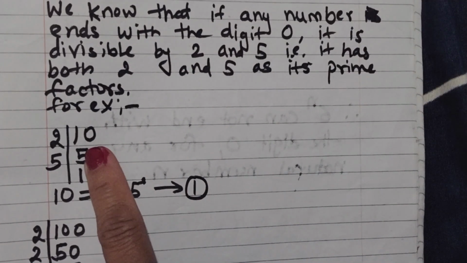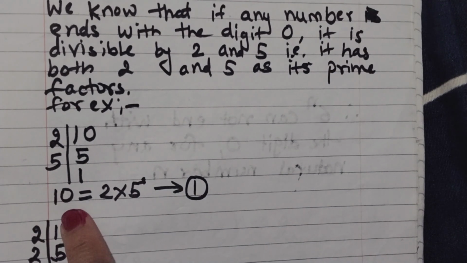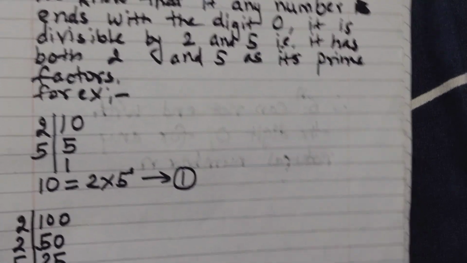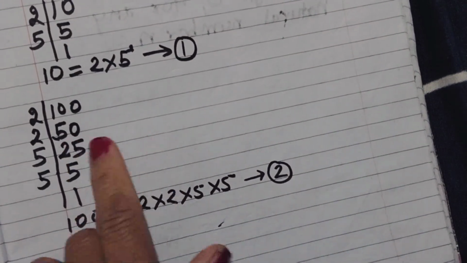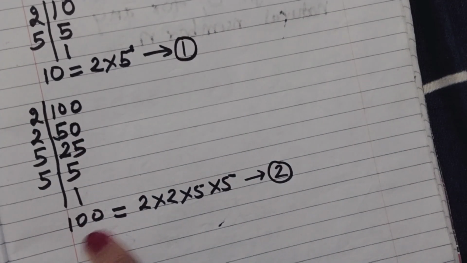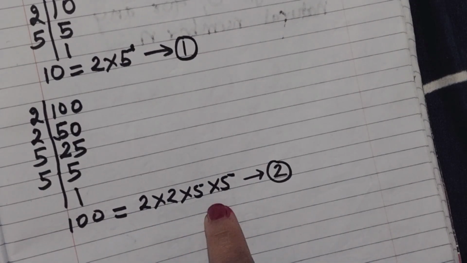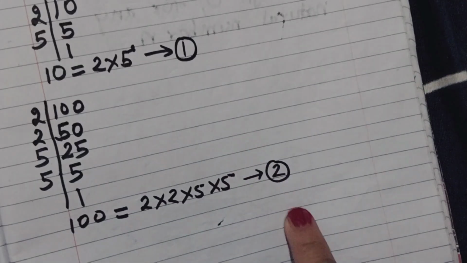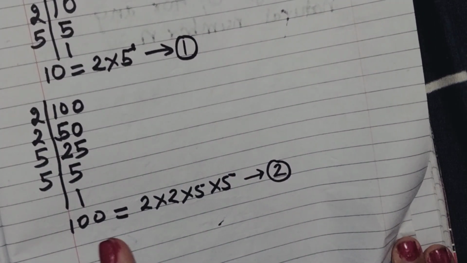When we do prime factorization of 10, we find 10 as a product of its prime factors, that is 2 multiplied by 5. Now next number we can take as 100. When we do prime factorization of 100, we get 100 is equal to 2 multiplied by 2 multiplied by 5 multiplied by 5. We put this as equation 1 and this as equation 2. We can also see the prime factorization of 1000.